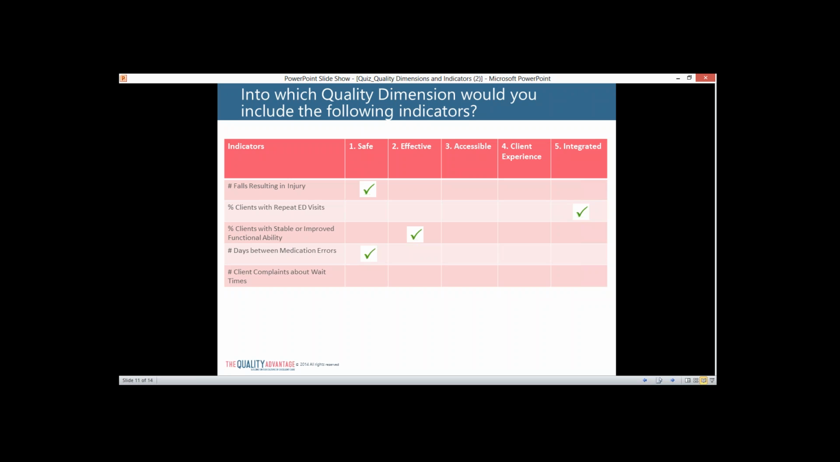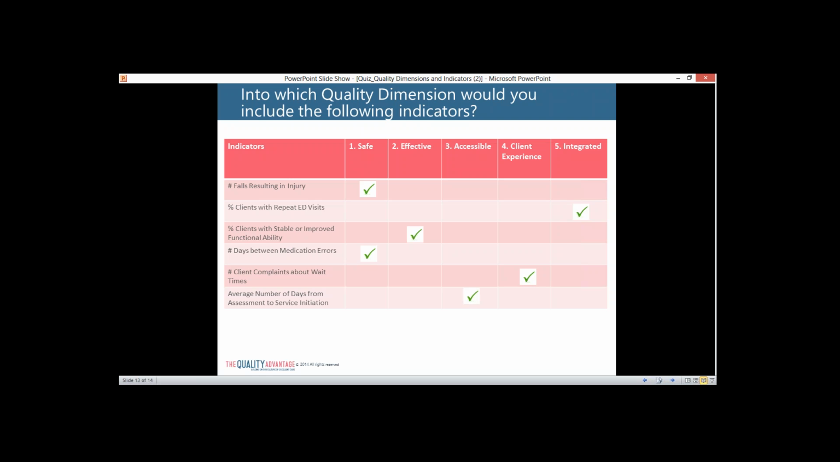This one's a little bit tricky, so think about it carefully. Okay, so moving to the next slide, we see that that falls into client experience. You might have thought that that could go under the accessible domain, but the focus of that indicator is on client complaints that happen to be about wait times. They could be complaints about a variety of things, but the focus for that indicator is the client's perspective on service delivery articulated through a complaint.